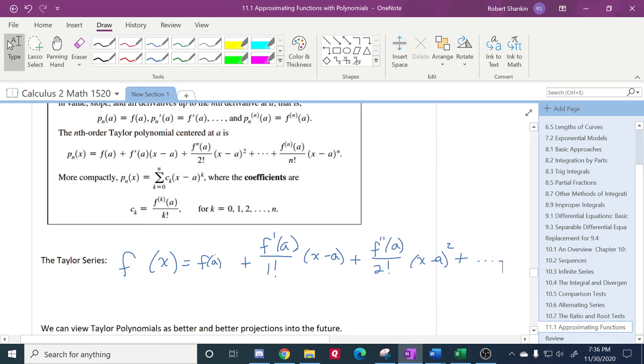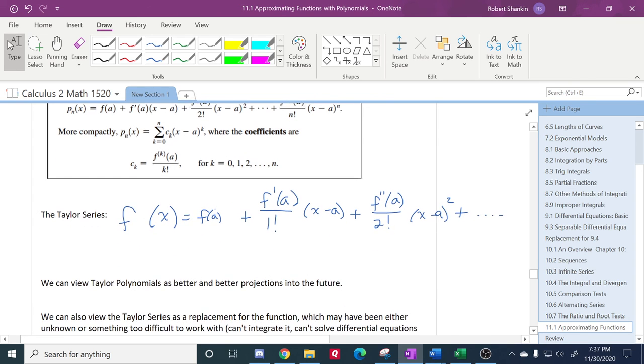So any function can be written as a power series of just polynomials, the simplest functions we can think of, whose derivatives and integrals are super easy to take. Any function can be written as a power series if we knew all the information at a: f of a, f prime of a, f double prime of a, etc.